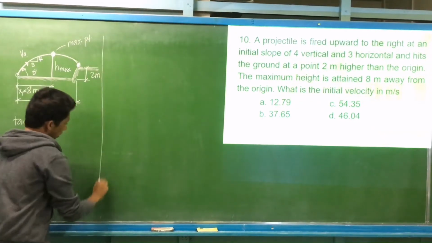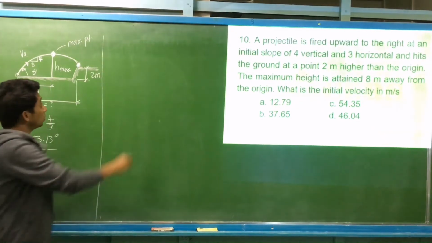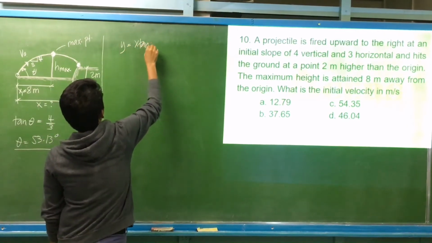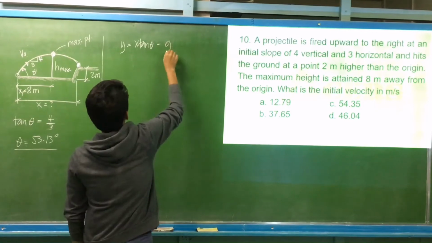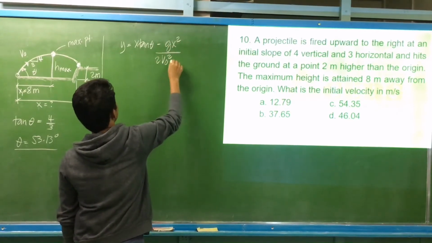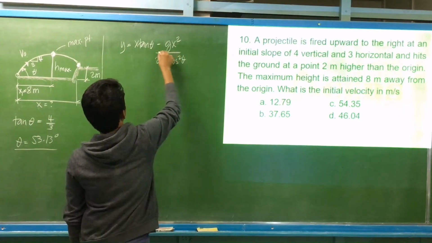So the question is, can we directly use that equation? y is equal to x tangent of theta minus g x squared divided by twice the initial velocity squared cosine squared of theta.